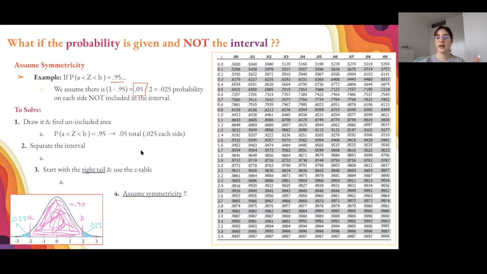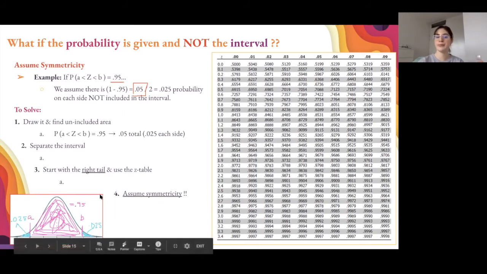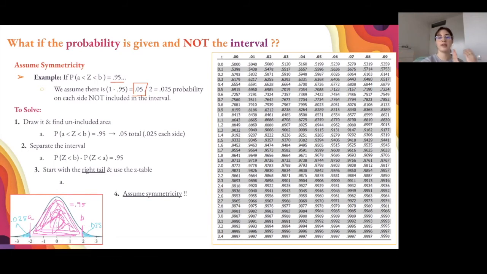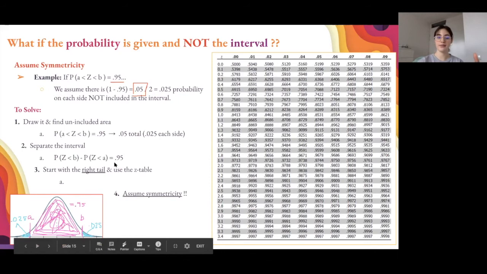So we already did the first step, which is draw and find an unincluded area. The unincluded area is 0.05 total, so 0.025 on each side, like I just drew here in the pink and the blue. And then, as always, we separate the interval, which is exactly what we did in our previous interval examples. We know that the probability that Z is less than B, or the rightmost Z-score, minus the probability that Z is less than A, which is the leftmost Z-score, is going to be equal to 0.95.